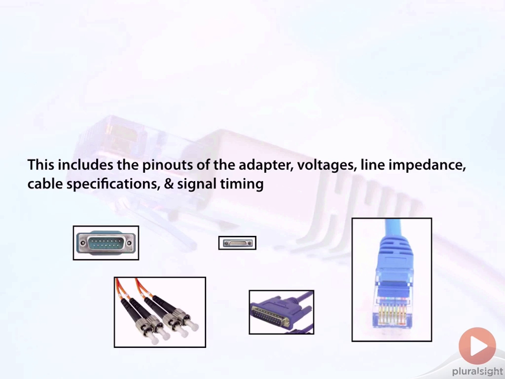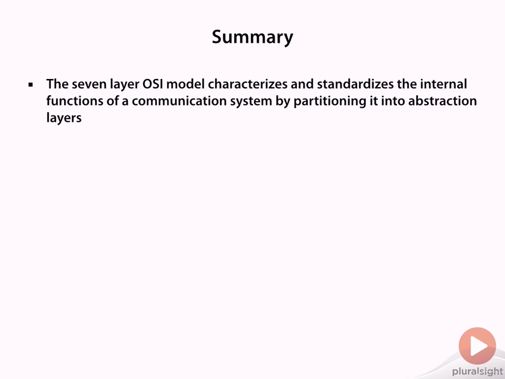for the data transfer. So these are different examples of serial cables, Ethernet cables, and even fiber optic cables. So just to summarize what we've covered throughout this lesson as an overview for CCIE security candidates, the 7-layer OSI model is what characterizes and standardizes our communication system by breaking that system up into multiple layers.